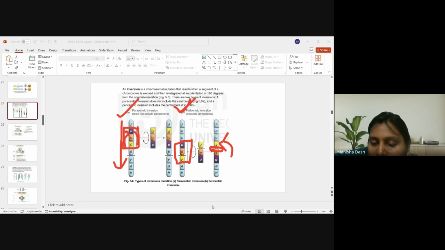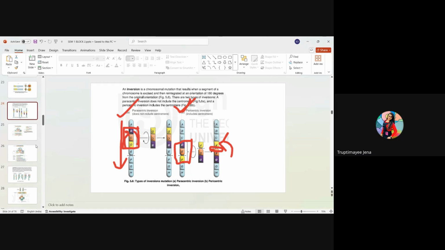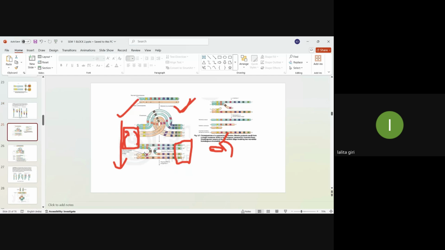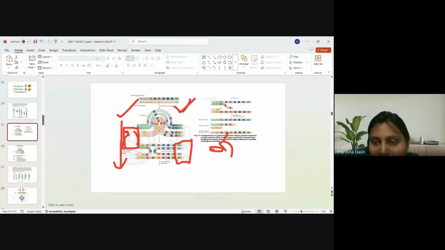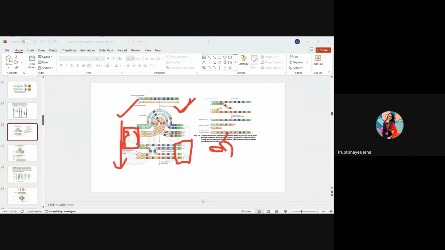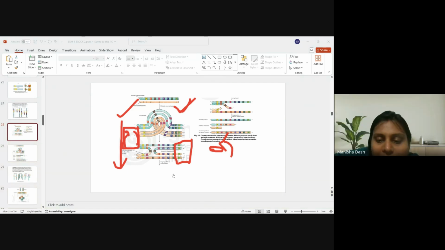Okay, is it clear to all? Yes, ma'am. Is there any other query? Yes, ma'am. Acha, this is a little tricky, so please be a little attentive. Actually, when the inversion is heterozygous, what problem will occur? Okay.